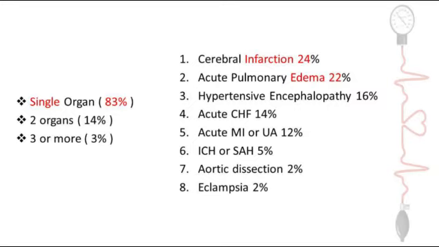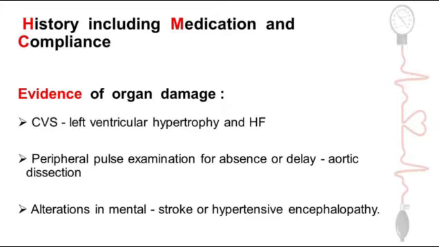Regarding the incidence, it's usually single organ damage in 83% of patients, but may be present with more than one organ. Usually with cerebral infarction, acute pulmonary edema, and hypertensive encephalopathy. These are the most common things. So first of all, we will do history, full history, including the medication and compliance to this medication. And we will look for evidence of organ damage.